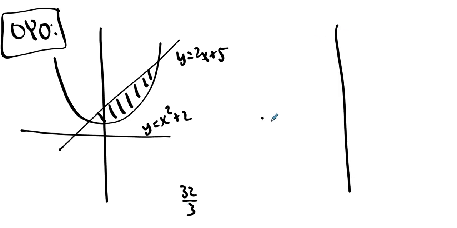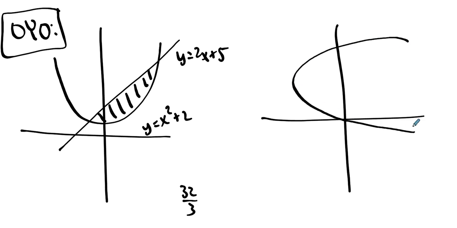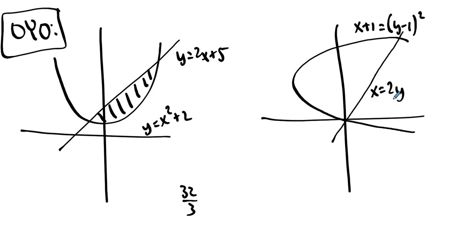And then you may want to consider this parabola, which has equation x plus 1 is y minus 1 squared, and this line, which has equation x equals 2y. And you may want to confirm that this area also is 32/3. So those are a couple of things for you to do on your own.